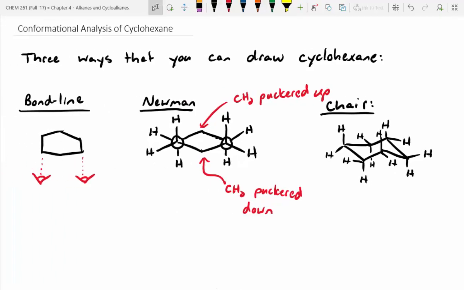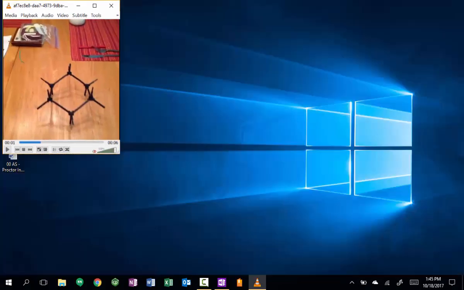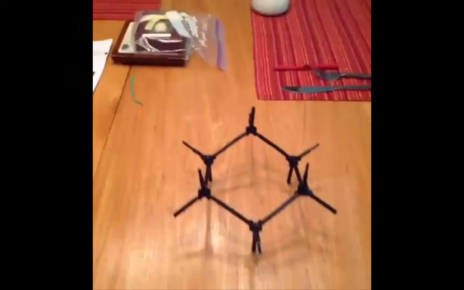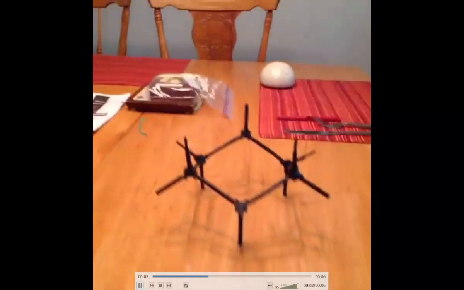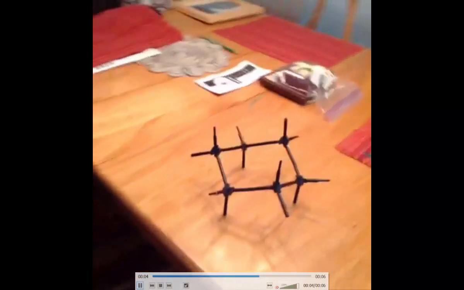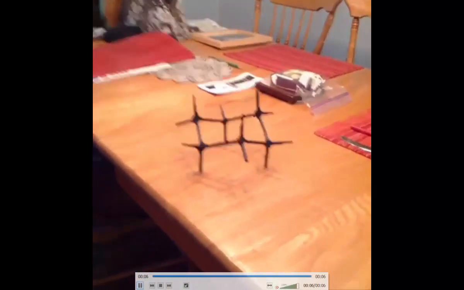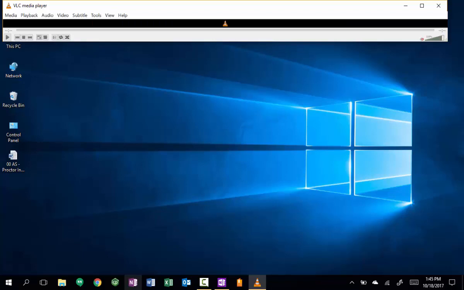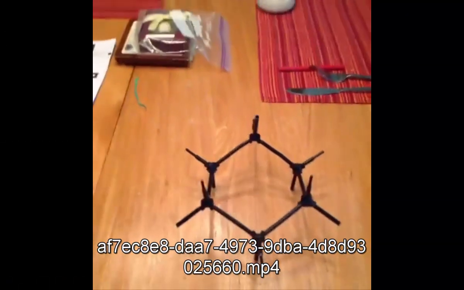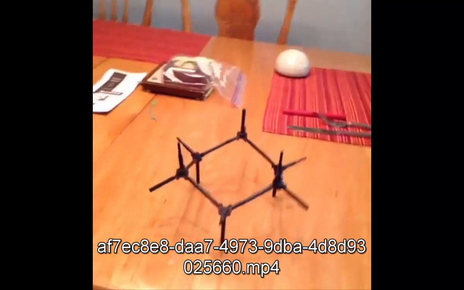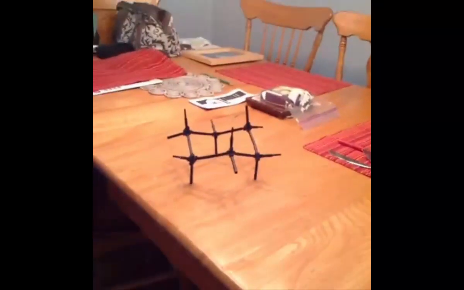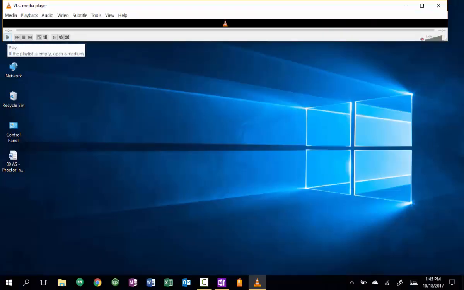So does that make sense? Top down, straight side-on, and then angle side-on. That's why I have a video. So let's take a look at this video here. So that's Newman. That's the chair. Whoop. Oh, I need to loop it. So top down, Newman, chair. Let's do it one more time.